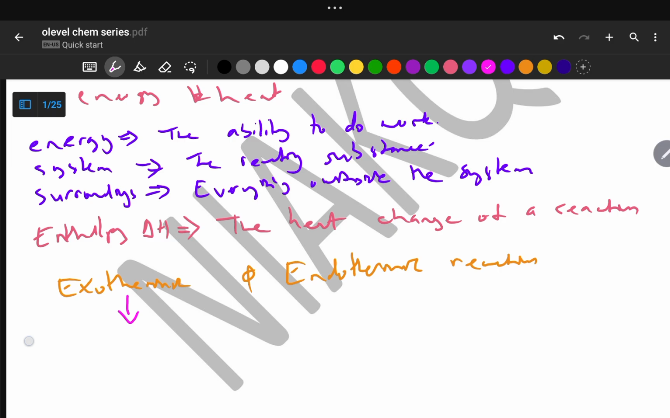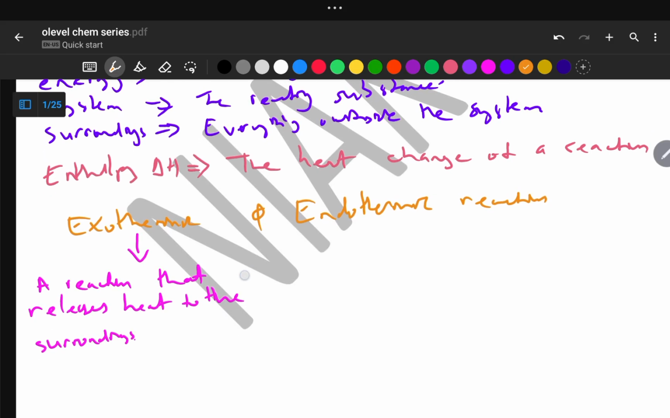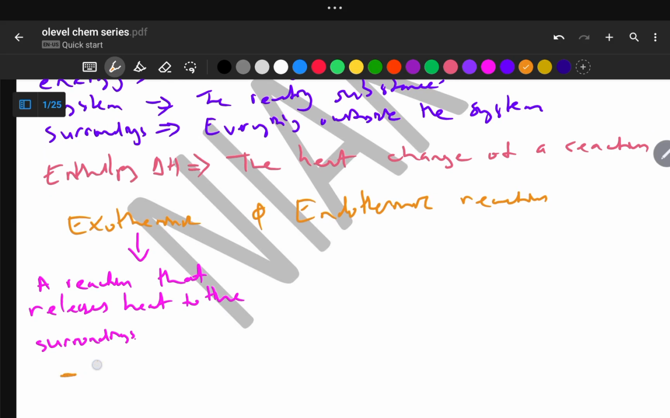So an exothermic reaction is defined as a reaction that releases heat to the surrounding, right? And then it is negative. The sign of exothermic is negative delta H. So this delta means change, right? Change in heat. So it is negative, right? This triangle means we are having a change in heat.